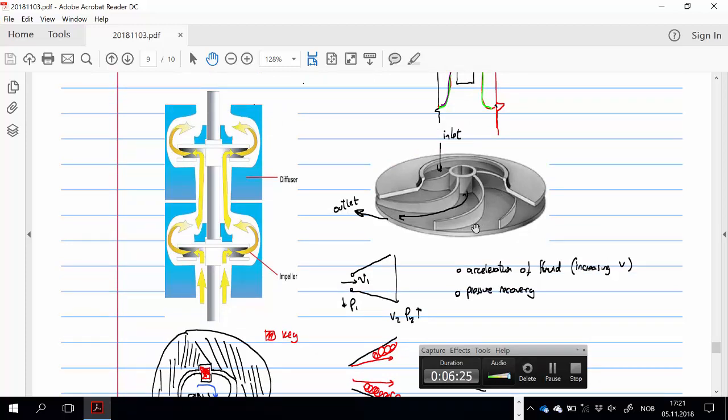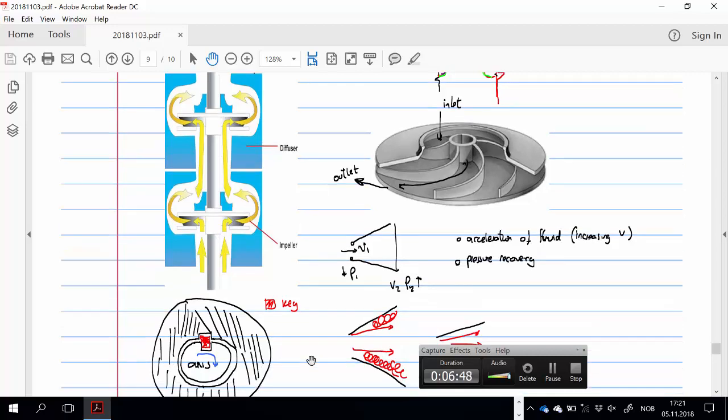You convert that energy to pressure, because we said here we have high velocity, low pressure, and here we have high pressure and low velocity. So we try to give kinetic energy and then recover, transfer, convert it to pressure. Then give kinetic energy, convert to pressure, and so forth. Many stages.